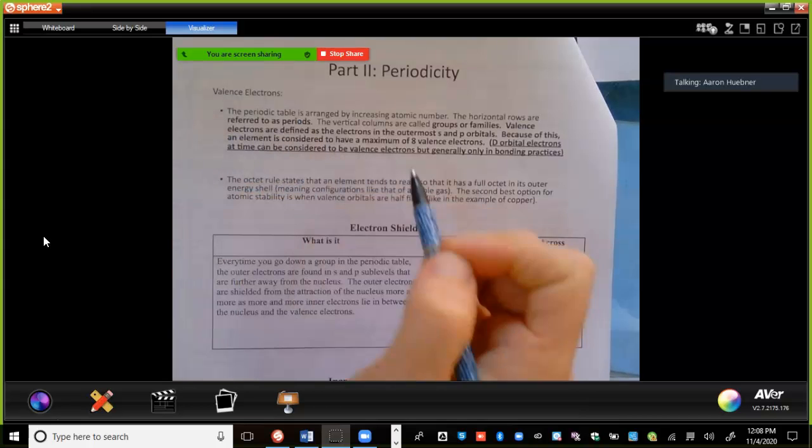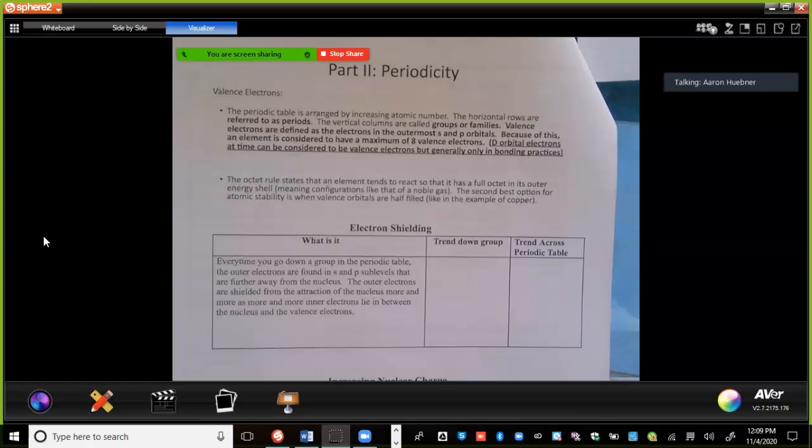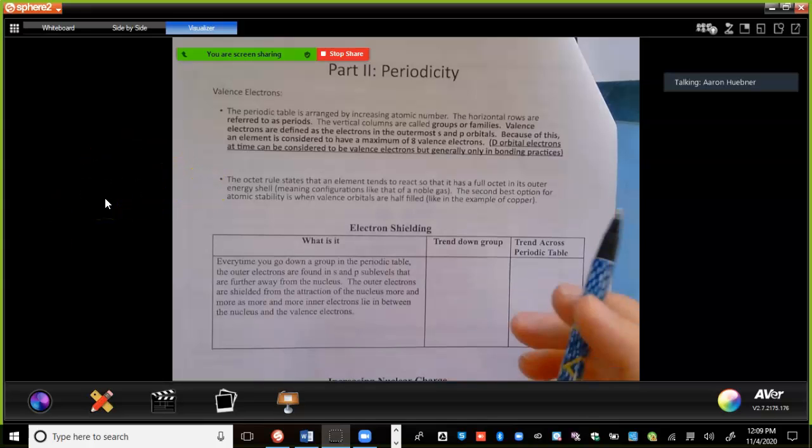Here he says the periodic table is arranged by increasing atomic number. That was first organized by Henry Moseley in the early 1900s. I want to say 1909 is the date. Unfortunately, he was drafted by the British military in World War I and died. And the good thing that came out of that was the British government passed laws to not draft highly valuable citizens. Not that everyone's valuable, but you guys kind of get what I'm saying.